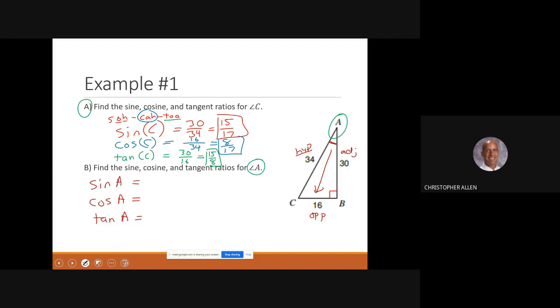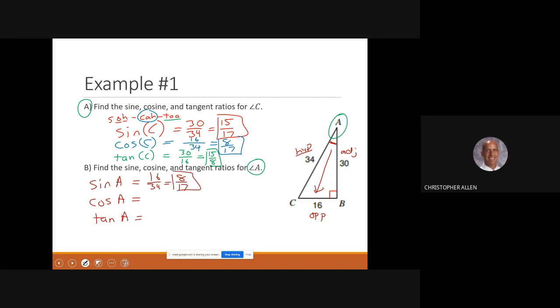You're looking at angle A, you see that 30? That's right next to the angle, so that's the adjacent side. And that 16 is now the opposite side. So the sine of angle A is going to be 16 over 34, which is 8 over 17.